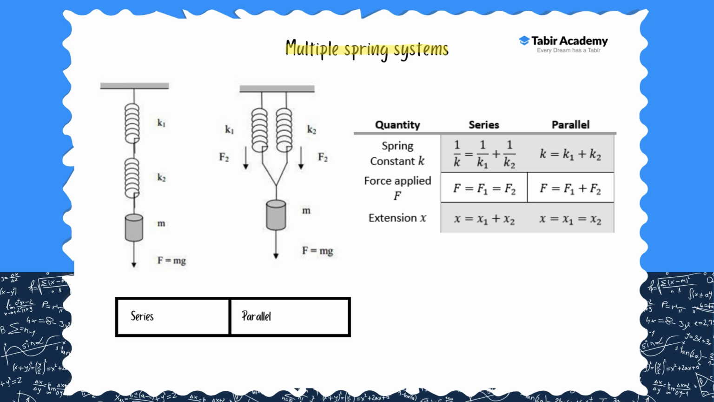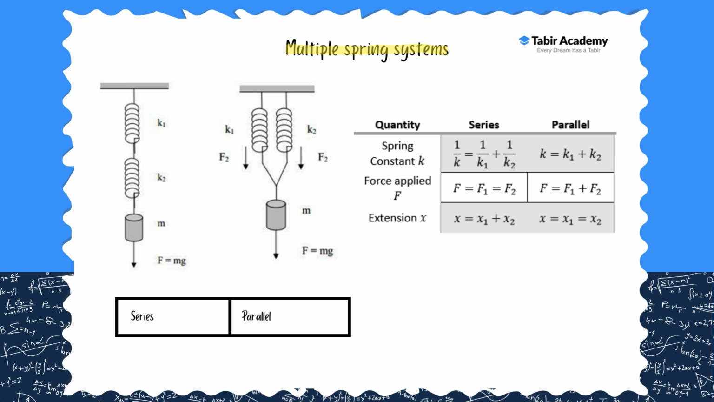So, the extension x will be equal to x1 plus x2 plus x3. Since the force applied on each spring is the same, we can say that F is equal to F1 is equal to F2. And if we want to find the spring constant, we'll do 1 over k is equal to 1 over k1 plus 1 over k2, since the force acting on each spring is the same but the displacement on each spring is different. And then we can write the formula for force as F is equal to minus kx.